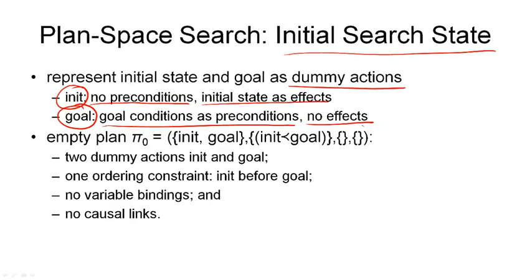Our initial search state is then the empty plan pi0 consisting of the following components. First, we have the 2 dummy actions init and goal, which we've just described. Then we have one ordering constraint, namely that init must be before goal. We have no variable bindings initially, because there will be no variables in the initial state or in the goal. They're all fully ground. And finally, there will be no causal links between any of the propositions in the initial state or the goal. That is the empty plan, the initial search state we'll be using to start our search.